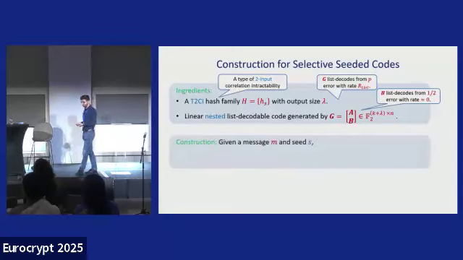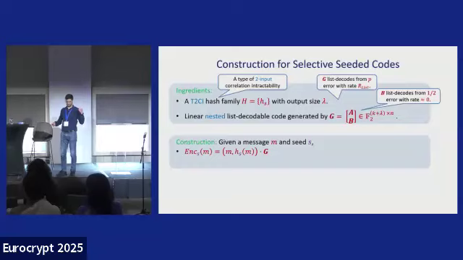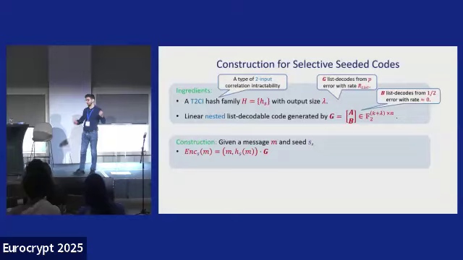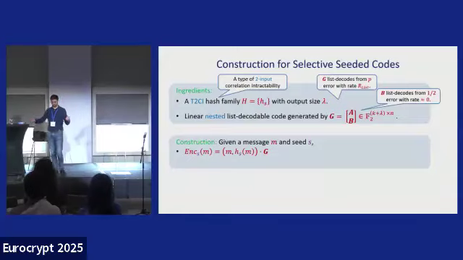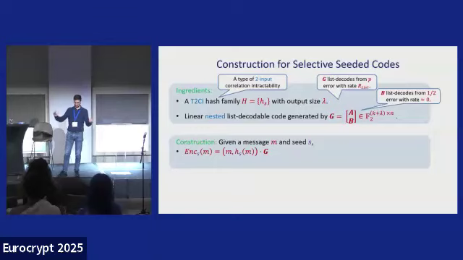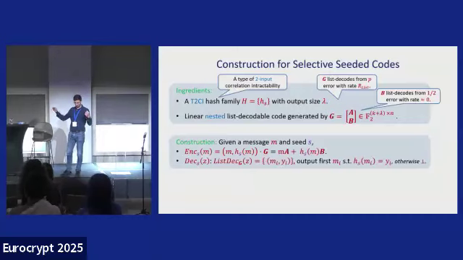And the construction is very simple. The construction is going to be the following. Given a message M and a seed S, we're going to encode M with S as follows. We're going to first take M, apply the hash on M, and take these two things and multiply with the generating matrix G. Okay? Note that we chose this as follows, so that when you multiply this by G, what you get is that M is multiplied by A, and the hash is multiplied by B.